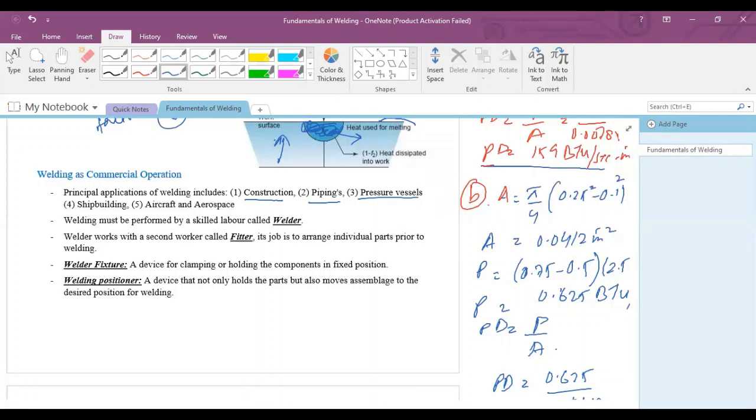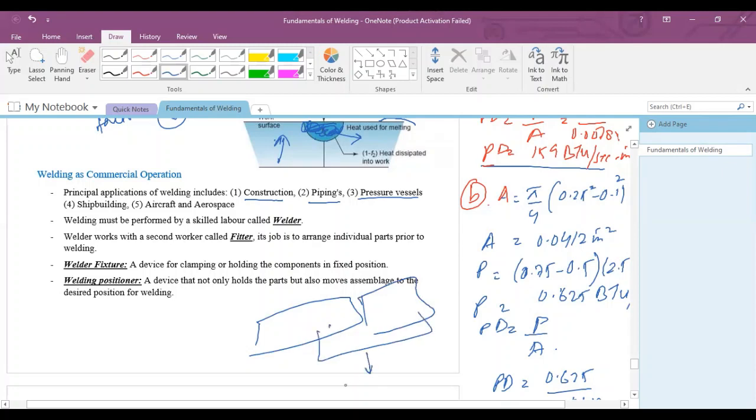Welding operations also use skilled labor, as I've already explained, and the person whose profession is welding is called a welder. A fixture is a device used to clamp the workpiece, because we need to clamp the two parts which are to be joined. These two parts are held in a fixture. That fixture is called a welding fixture.